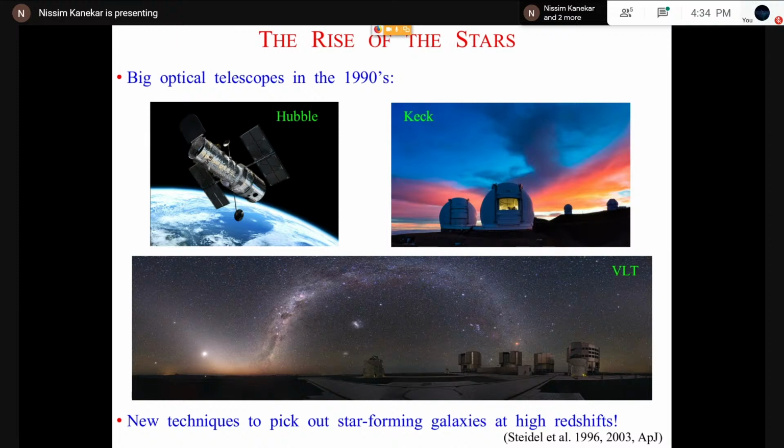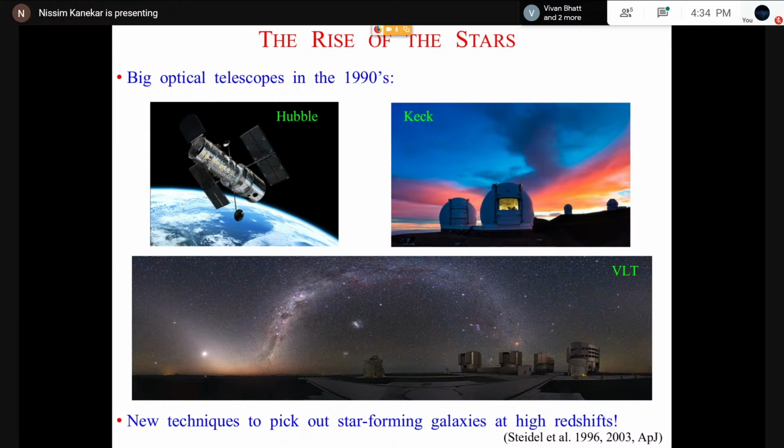But what was also interesting was that in the late 90s, Chuck Steidel and collaborators pioneered a bunch of new techniques to pick out star-forming galaxies at the highest redshifts. And this really changed the field. Until then, in fact, the highest redshift objects tended to be radio galaxies. So, for example, in 1999, Will van Breugel and collaborators found the highest known redshift object at that point, which was 5.19. And today we know many galaxies at redshifts larger than 8. They've all been picked out with optical observations, and those have come starting from the work of Steidel and collaborators in the late 90s and early 2000s.